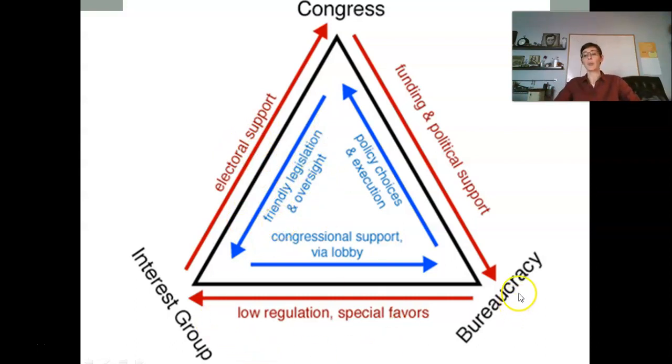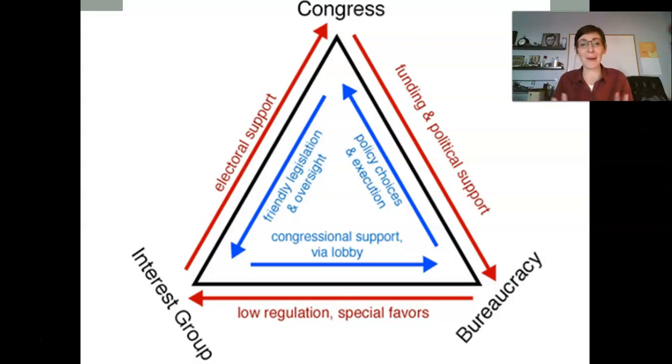And then the interest group to the bureaucracy, in exchange for that low regulation and special favors, they provide congressional support via lobbying, right? So they are helping to support the bureaucracy to Congress. And between the bureaucracy and Congress, in exchange for funding and political support, you have policy choices and execution, okay? So this is a very incestuous triangle. It's ridiculous how each side of the triangle reinforces and supports the other.